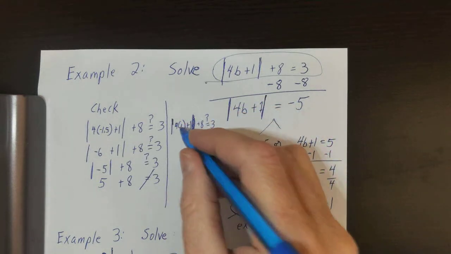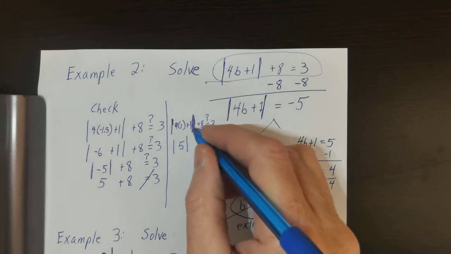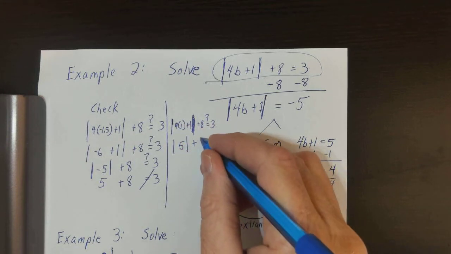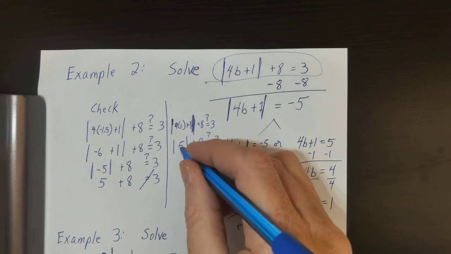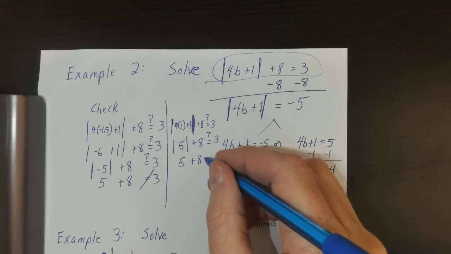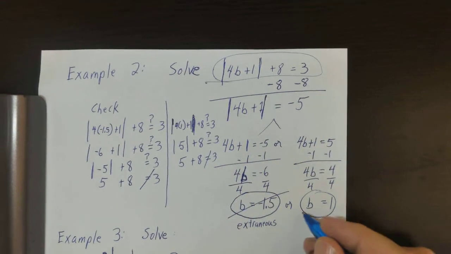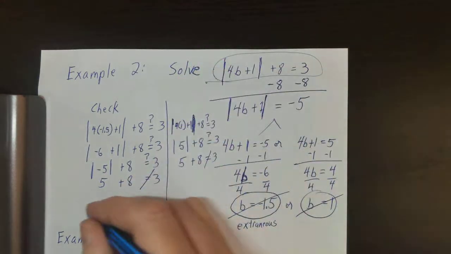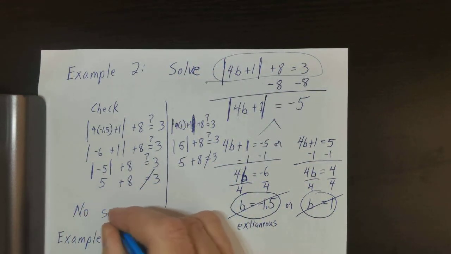4 times 1 is 4. 4 plus 1 is 5. Absolute value of 5 plus 8. Does that equal 3? Well, absolute value of 5 is 5. Is 5 plus 8? We already decided that that was not equal to 3. So that one does not work. This equation has no solution.